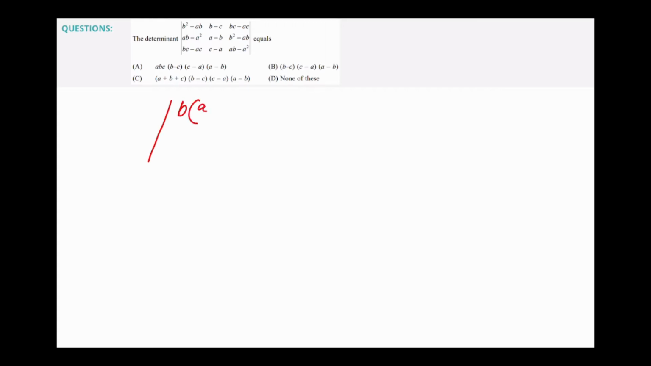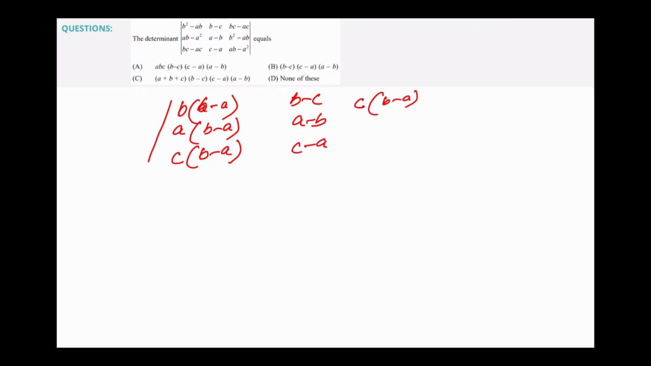Now, the moment I see that I can take B common from the first column, B done. So B minus A. Again took A common, so B minus A. Again took C common, so B minus A. See how easy it got. Now B minus C, A minus B, C minus A. And here again I took C common, so B minus A. Again I took B common, so B minus A. Again I took A common, so B minus A. See, was it that difficult?